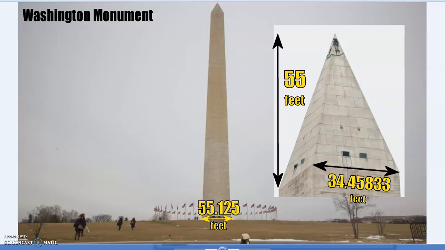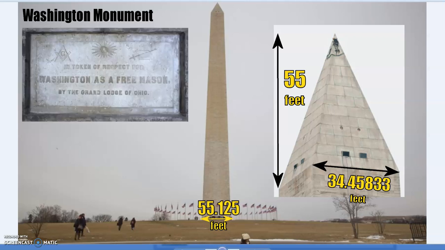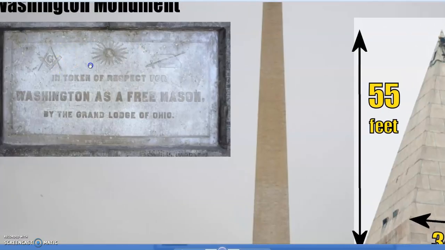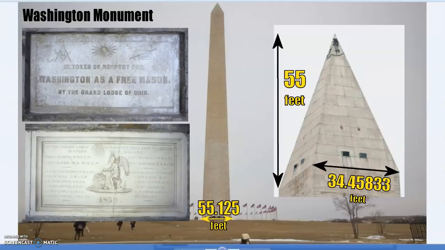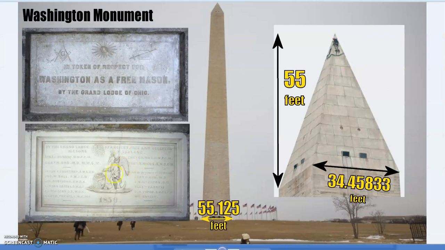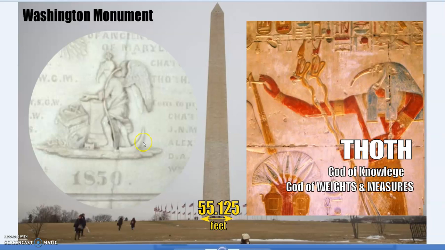Now, Washington Monument, so that has this embedded the Fibonacci, but the 55 feet as well. There are many plaques throughout, and from the Oddfellows, but also from the Masons. Now there's another Masonic plaque there. Grand Lodge of Maryland, you can see the compass and the square, but what's this figure? Well, they've blended two. Well, what do we have? Thoth, again, god of knowledge, god of weights and measures, ancient god related to architecture.